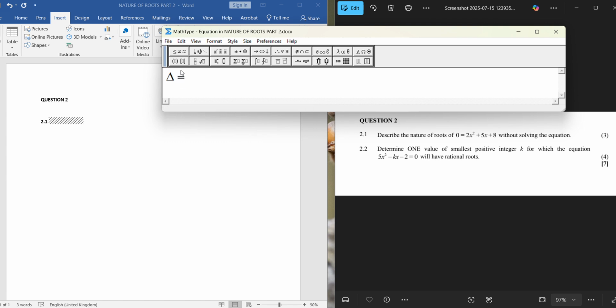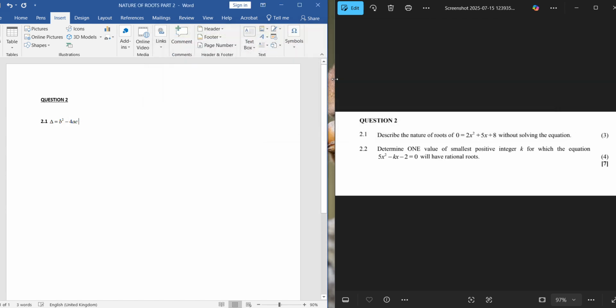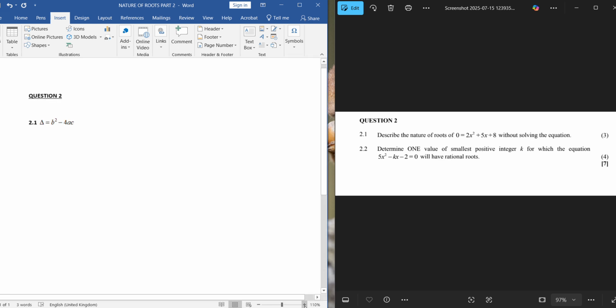is equal to b squared minus 4ac. This is the formula that we are going to use in question number 2 to find the value of the discriminant, the value of delta. After you have written the formula from the formula sheet, if it is given, I don't think it is given, you must know the formula by heart. Delta, the discriminant, is equal to b squared minus 4ac.